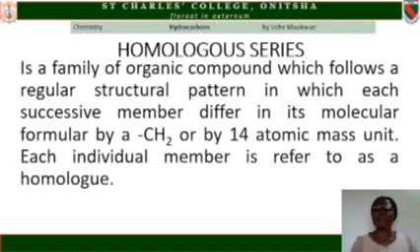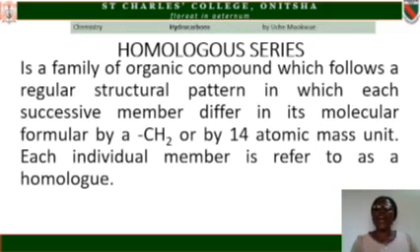Homologous series. Because there are numerous organic compounds that contain carbon, organic compounds are classified or grouped into families, just as we come from different families. Therefore, a homologous series is a family of organic compounds which follows a regular structural pattern in which each successive member differs in its molecular formula by a CH2 group or by 14 atomic mass units. For example, the alkane.